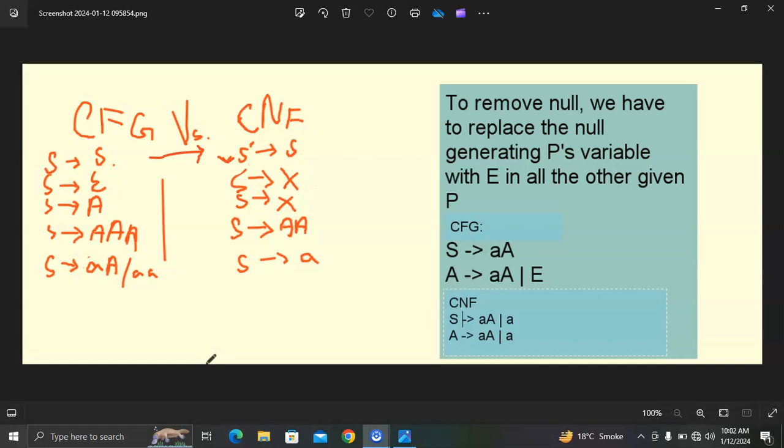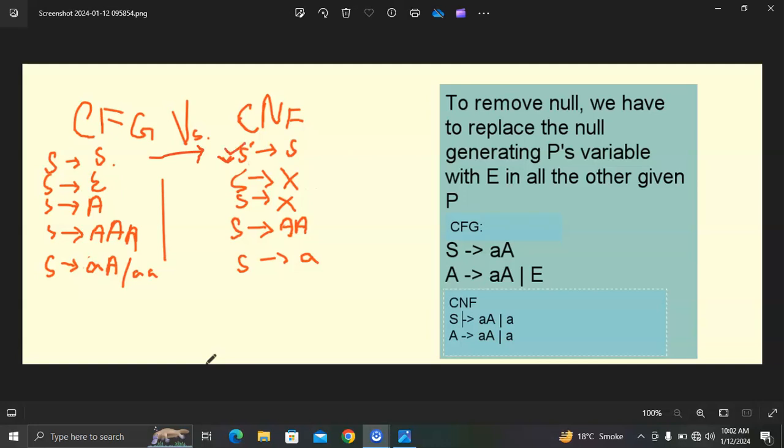Context-free grammar versus Chomsky normal form. So if we want to convert a CFG into a CNF, then we will have to follow a few steps. If we have an S at the right hand side in CFG, then we will have to create a new production rule with the name S dash in CNF, which gives only S as a value.